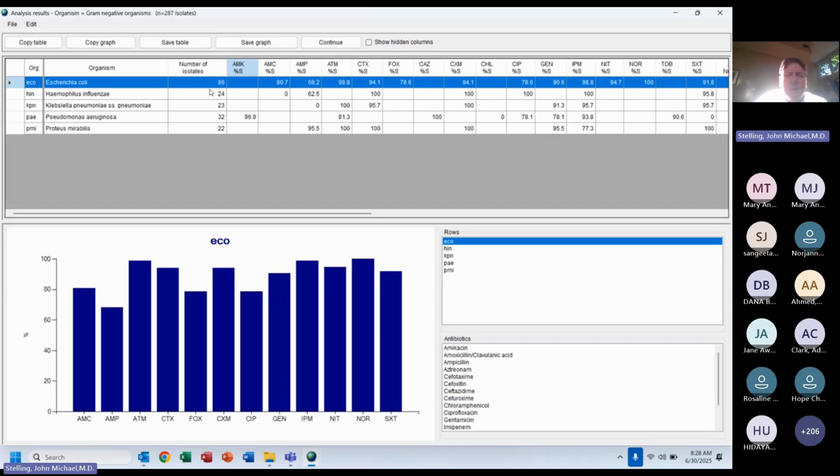So this antibiogram is a lot cleaner. Great. That's 86 isolates, but how many patients is that? I don't know. Is it 86 different people? Is it one person 86 times? So this is not yet the official antibiogram. I'm going to click on continue.